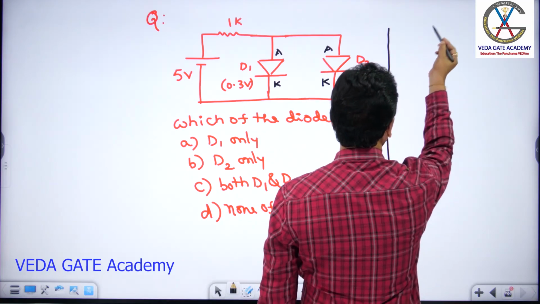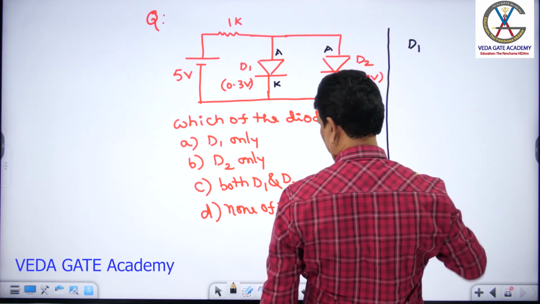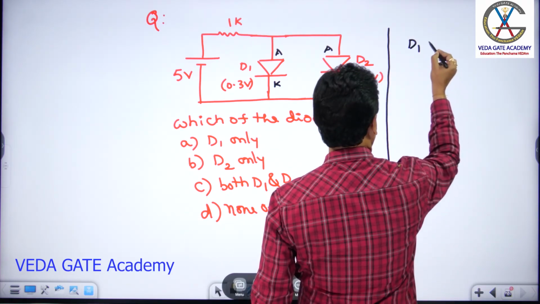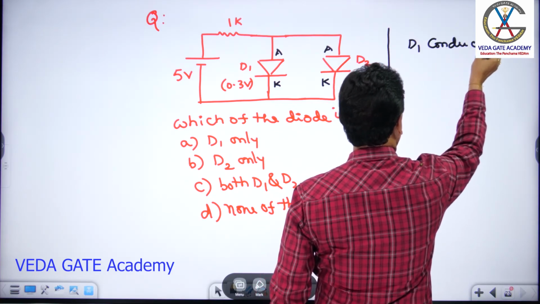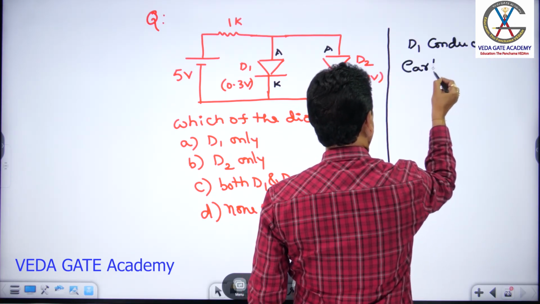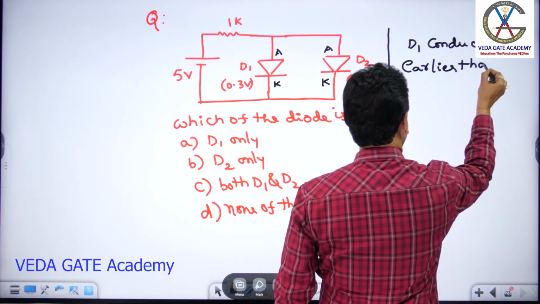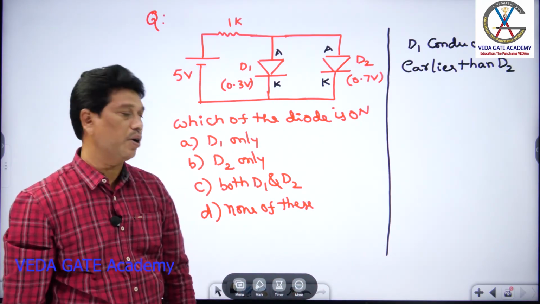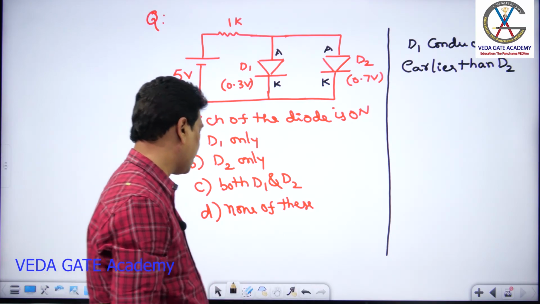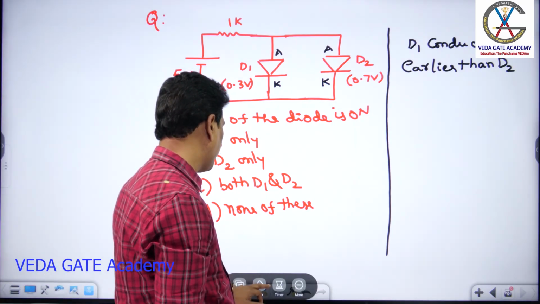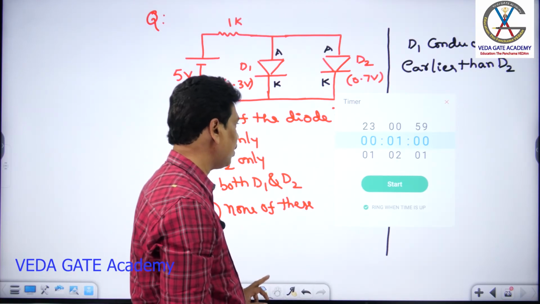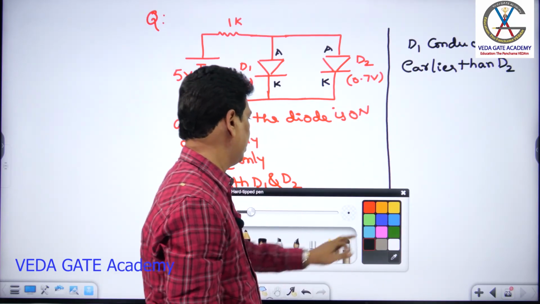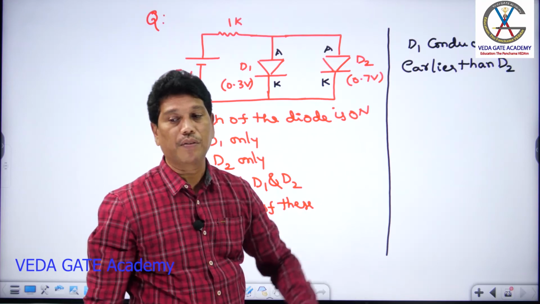So D1 conducts earlier than D2. How do you say this? Because the cut-in voltage of D1 is less compared to D2, D1 conducts earlier than D2. So D1 is going to conduct earlier than D2 now.